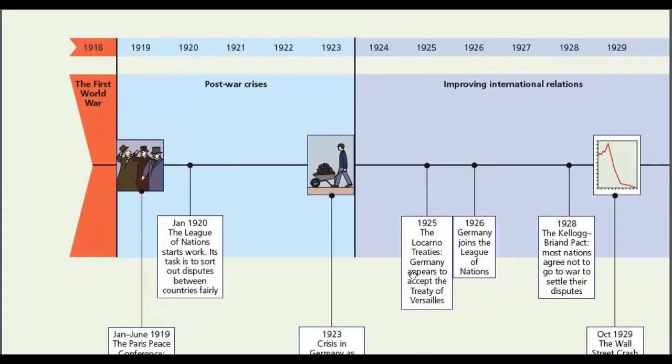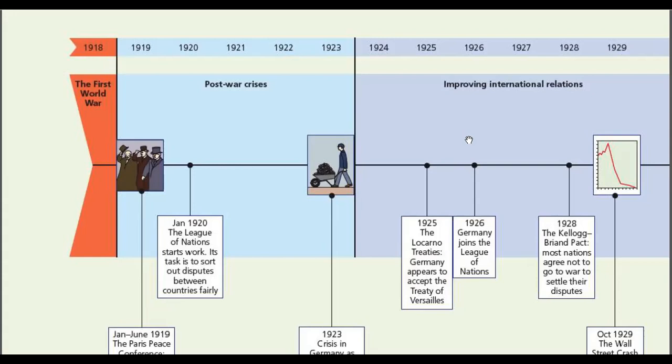In 1925, the Locarno Treaty. A treaty with whom? With Germany. Germany appears to accept the Treaty of Versailles. So what was there in the Locarno Treaty? Germany appears to accept the Versailles Treaty. So they were under the Treaty of Versailles.